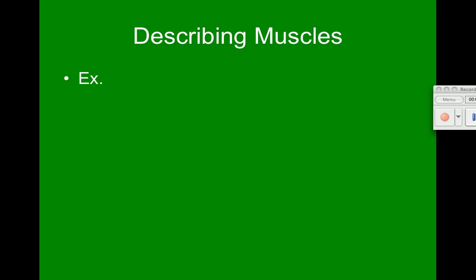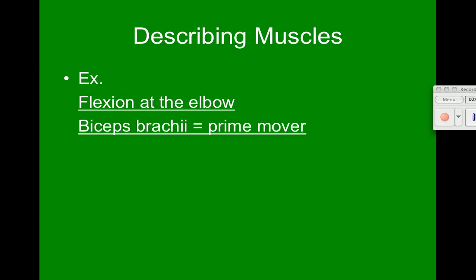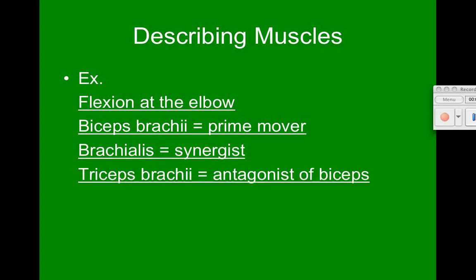So for example, the movement that's actually being performed is really important. We can have flexion at the elbow, and when we flex our elbow, the biceps brachii is the prime mover, whereas the brachialis is the synergist, and the triceps brachii is the antagonist. Now obviously if I change this to extension at the elbow, the biceps would become the antagonist and the triceps would be the prime mover, and there would be a different synergist here.